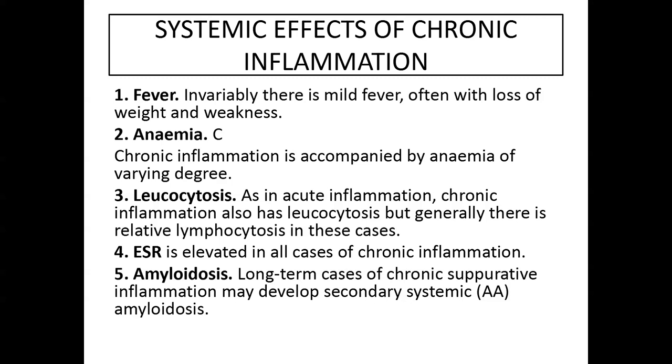Amyloidosis. Long-term cases of chronic suppurative inflammation may develop secondary systemic amyloidosis, so AA amyloidosis. Please remember that various kinds of long-term suppurative inflammation, for example, chronic osteomyelitis, may result in secondary systemic amyloidosis. Or chronic dysentery may result in amyloidosis, and other chronic suppurative diseases.